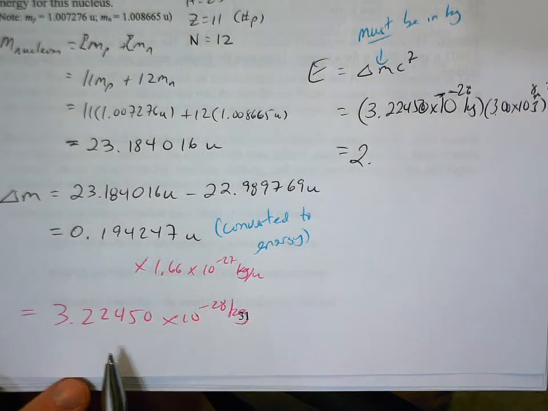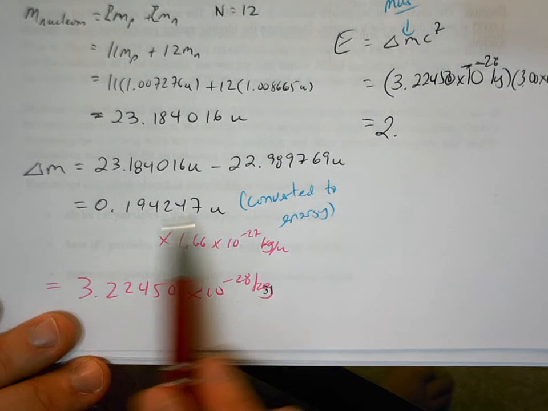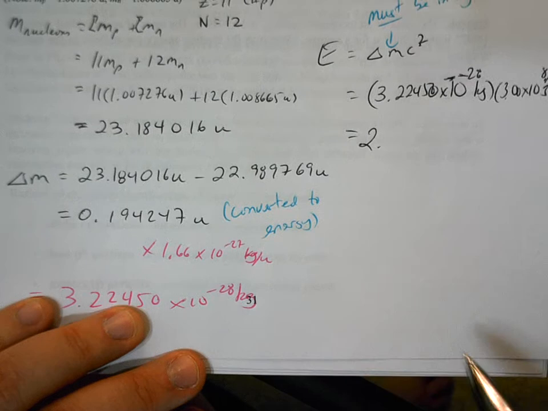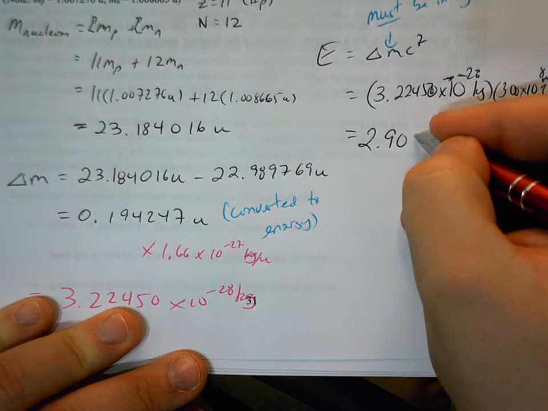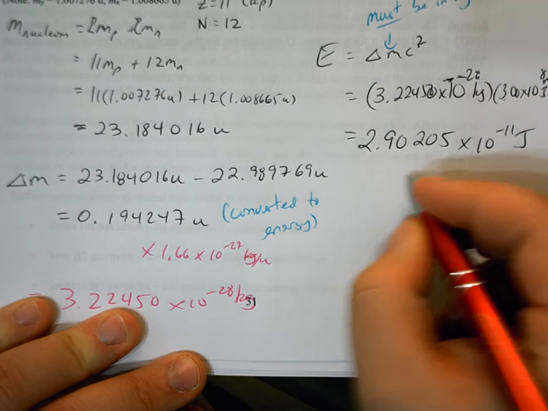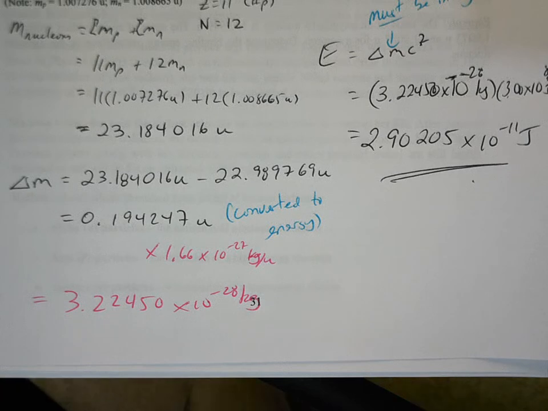We want 6 significant digits because that's what we get from our mass defect. The digits after the decimal are the significant digits. So we're going to get about 2.90205 times 10 to the minus 11 joules. Based on that deficit in mass, this is the energy we're getting.